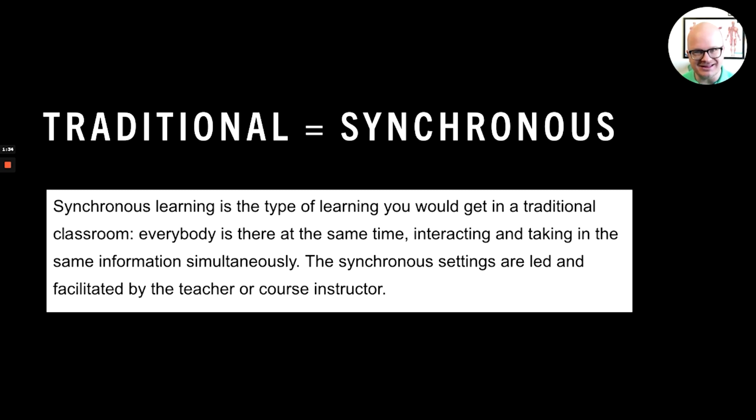Everyone's there at the same time, interacting and taking in the same information simultaneously. And I think that's the key right there, simultaneously taking in the same information. Whatever the teacher's saying, all 30 or 5 or 10 or whatever amount of students are taking that information in at the exact time as everyone else. The synchronous settings are led and facilitated by the teacher or course instructor.